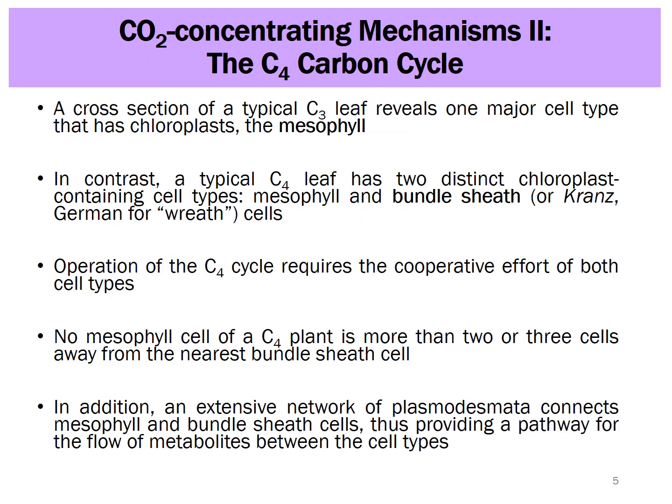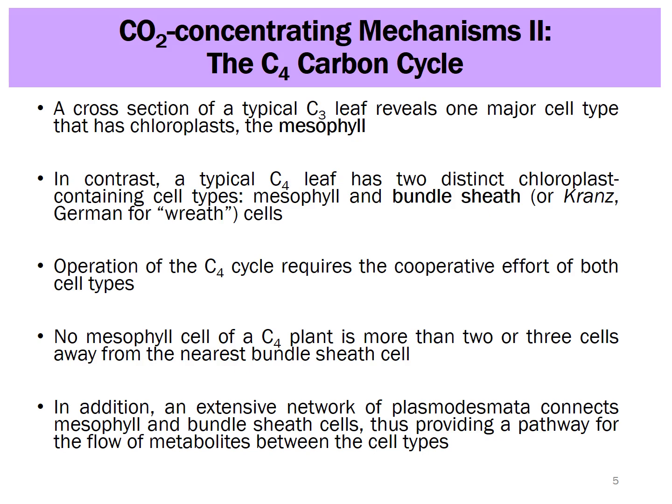Carbon dioxide concentrating mechanism 2, the C4 carbon cycle. There are differences in the leaf anatomy between the plants that have a C4 carbon cycle, called C4 plants, and those that photosynthesize solely via the Calvin photosynthetic cycle, that is, C3 plants. A cross section of a typical C3 leaf will have one major cell type that has chloroplasts, and that is the mesophyll tissue.